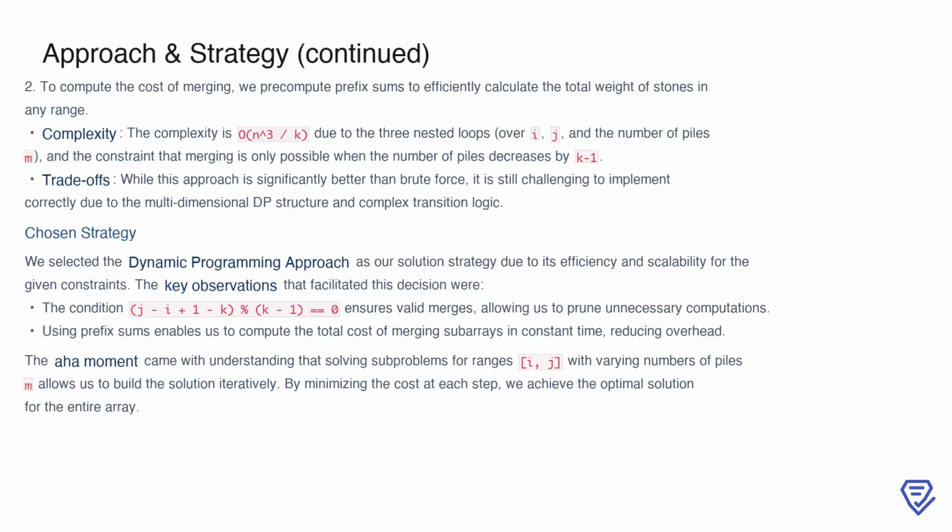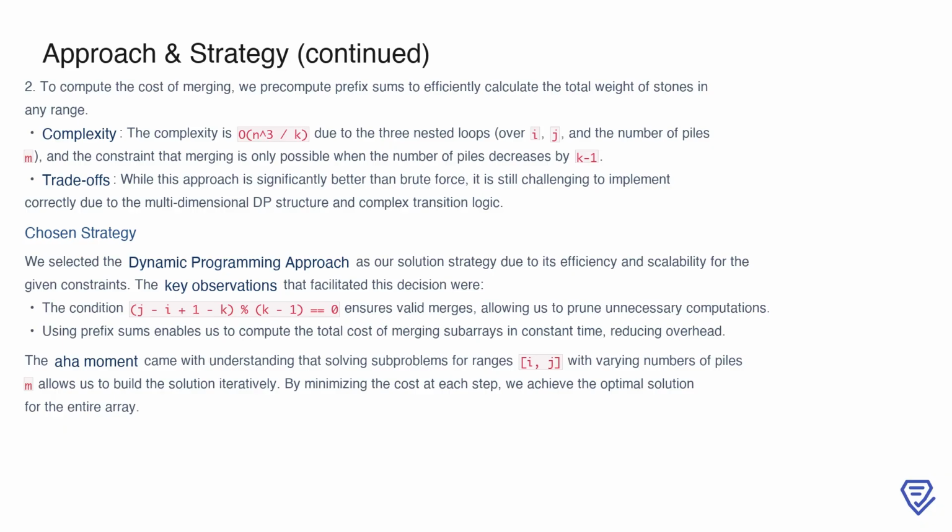The overall complexity of this approach is O(n^3 / k), which arises from the three nested loops iterating over indices i, j, and the number of piles m. Despite this complexity, the method is far more feasible than brute force. However, there are trade-offs. The DP structure is multidimensional, and the transition logic can be complex to implement correctly. Nonetheless, this approach is promising because it balances computational efficiency with the ability to handle the problem constraints effectively. Given these factors, the dynamic programming approach was chosen as our solution strategy.